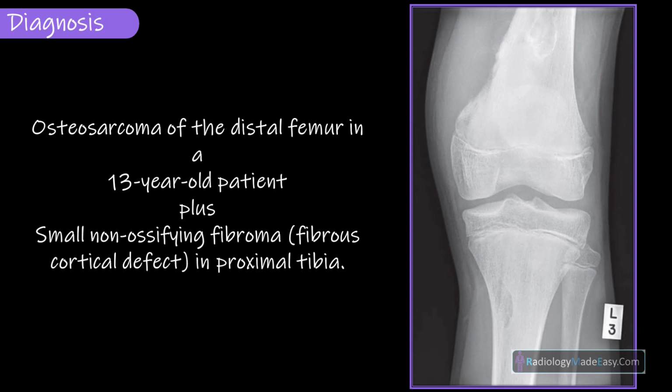Now let's get on to the diagnosis. The osseous development in this film suggests an early adolescent. Therefore, the lesion is most compatible with an osteosarcoma. So, the final diagnosis in this patient is osteosarcoma of the distal femur in a 13-year-old patient plus a small non-ossifying fibroma or fibrous cortical defect in the proximal tibia.